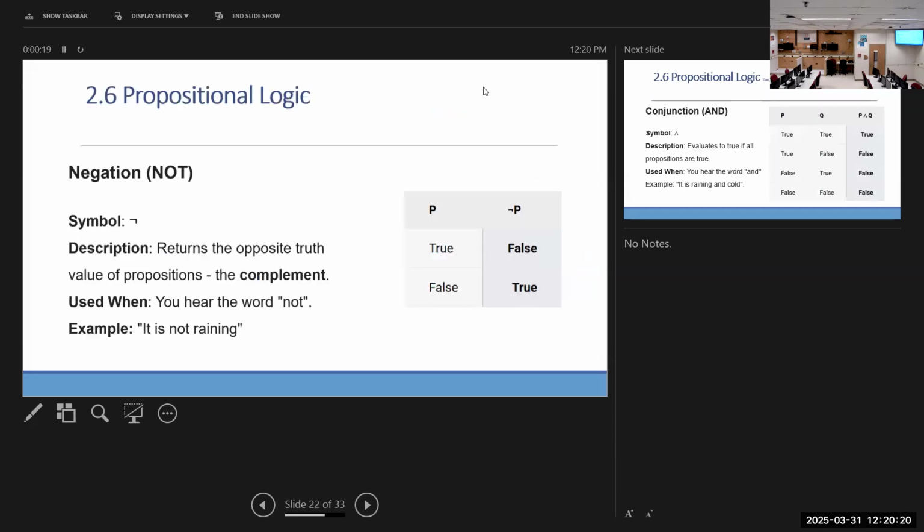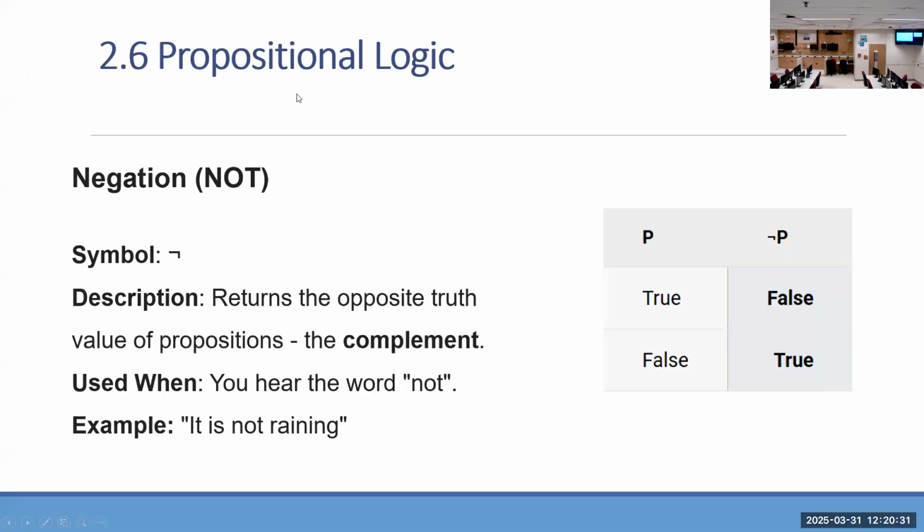Now let's move to the logic, because we learn a lot of things about logic in this class. Some of the propositional logic. The first one is negation. Negation means not. Whenever you hear the word not, think about "it's not raining." You hear the not, that is a word with negation.